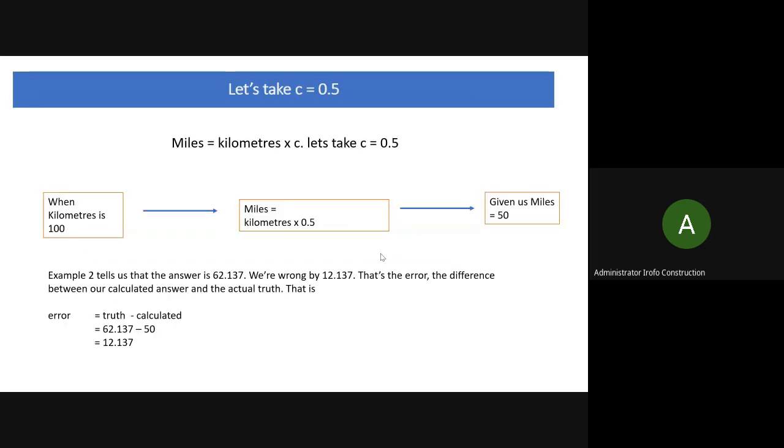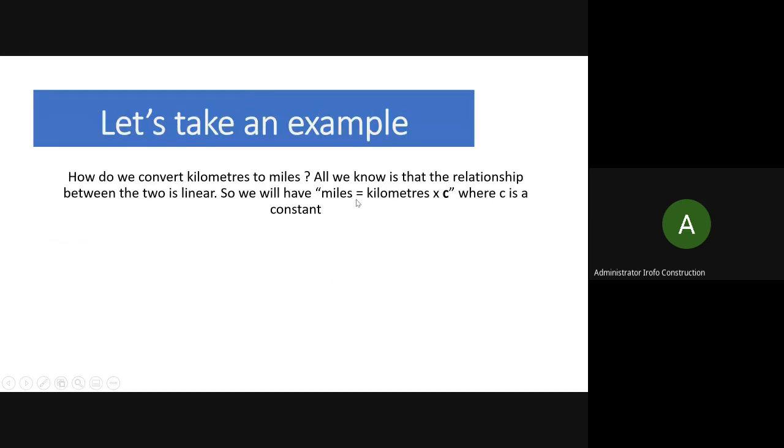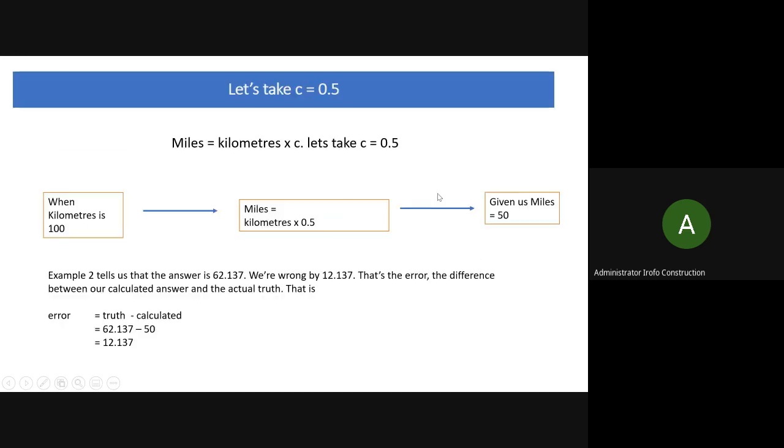So let's just assume that our c here is 0.5. If our c is 0.5, what can we do? You plot it into the function that we're having. The function was miles equals kilometers times c. If you plot it here, you get an output of 50, because 100 times 0.5 is going to give us 50.